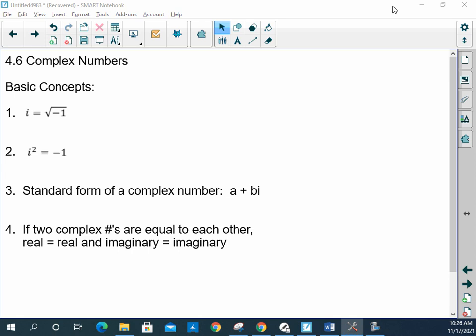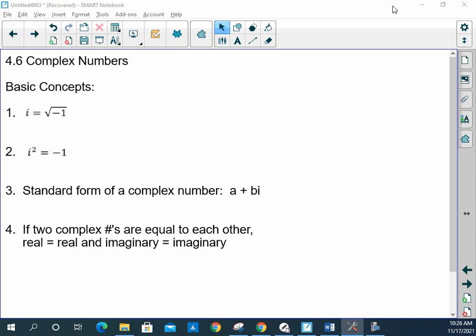In this video, we're going to go through section 4.6, which focuses on complex numbers. So the first part of this lesson was taught previously, so we're going to do a brief recap on the basic concepts of imaginary and complex numbers, and then get into the operations of complex numbers, namely adding, subtracting, multiplying, and dividing.